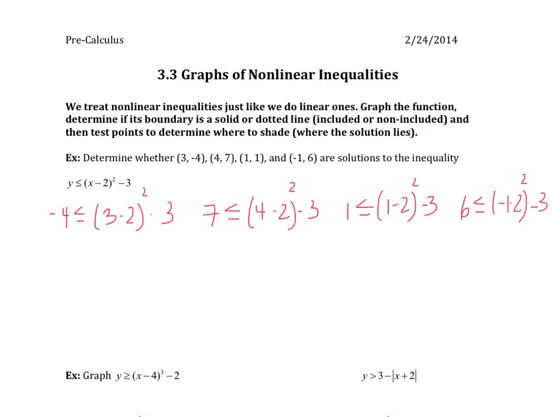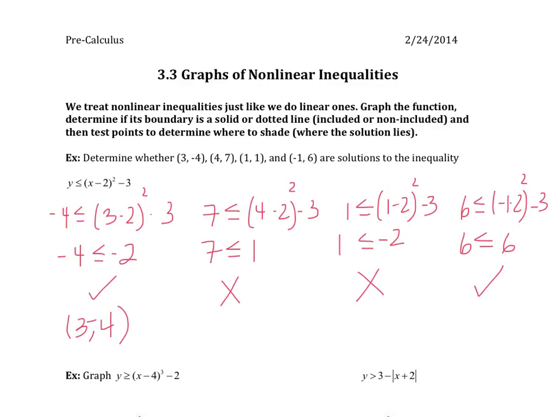When I do this math out, this gives me -4 less than or equal to -2. That is true. This one gives me 7 is less than or equal to 1. Not true. This one gives me 1 less than or equal to -2. Not true. And this one gives me 6 less than or equal to 6, which is true. So the points (3, -4) and (-1, 6) are the 2 points that lie in the solution of this inequality. Notice this is a nonlinear function. It's a squared function, so it's a parabola. So we would graph a parabola and shade a region around it.